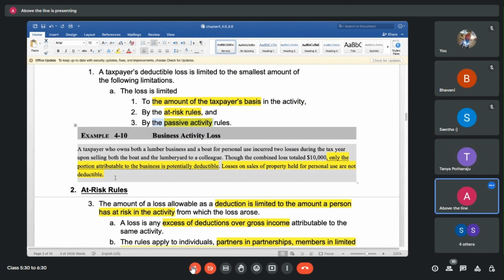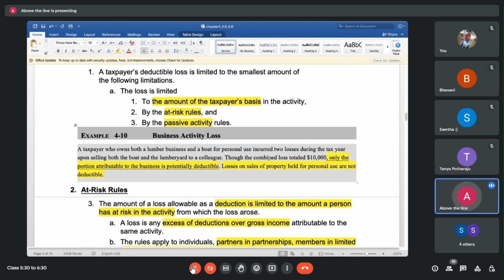So, what are the two different kinds of losses here? Business loss and personal loss. Correct. One is that he's running some lumber business, and then he's selling a boat which was for his personal use. He's not using that boat for commercial purpose.